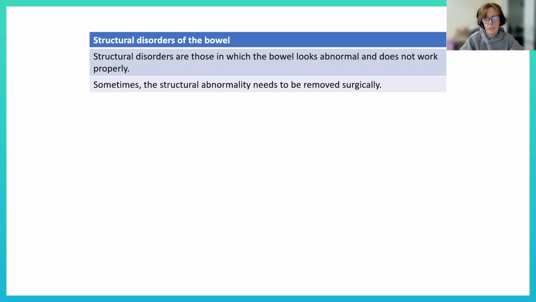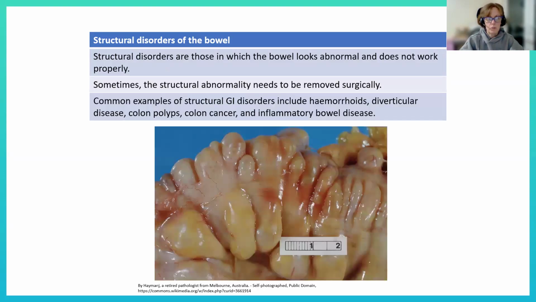We'll have a look at a couple in a minute, and you can see that there's just lots of different types, and it's not always possible. It is possible to remove sections of the bowel because it's so long. You can remove parts of the small intestine fairly easily, fairly routinely, parts of the colon as well. So it is possible to remove parts of it without too much difficulty.